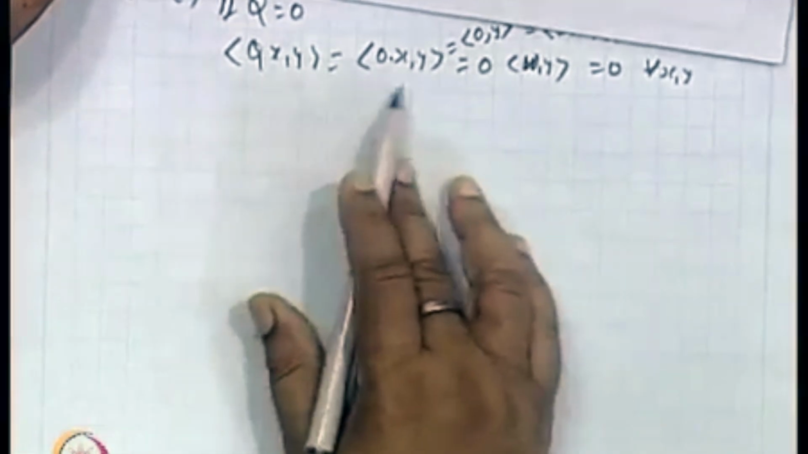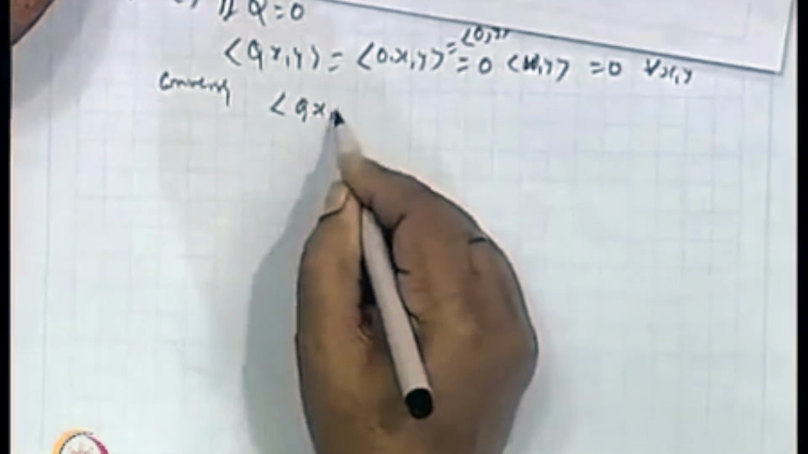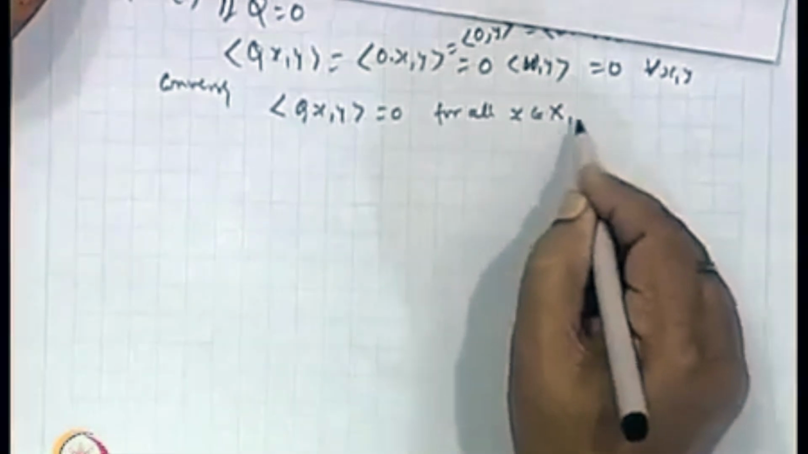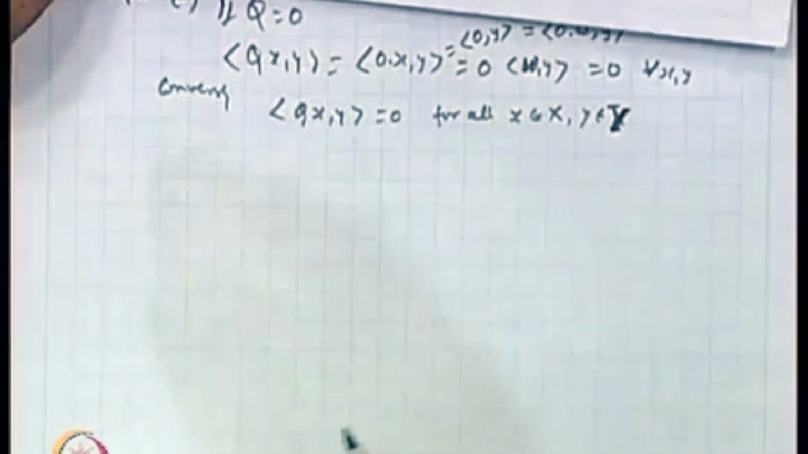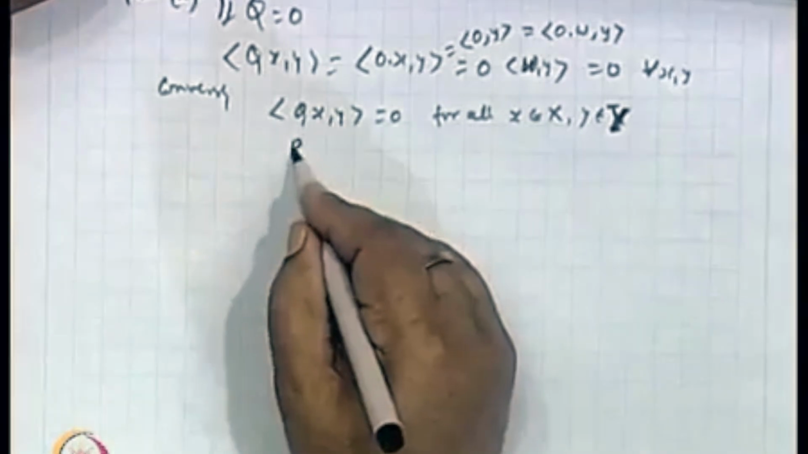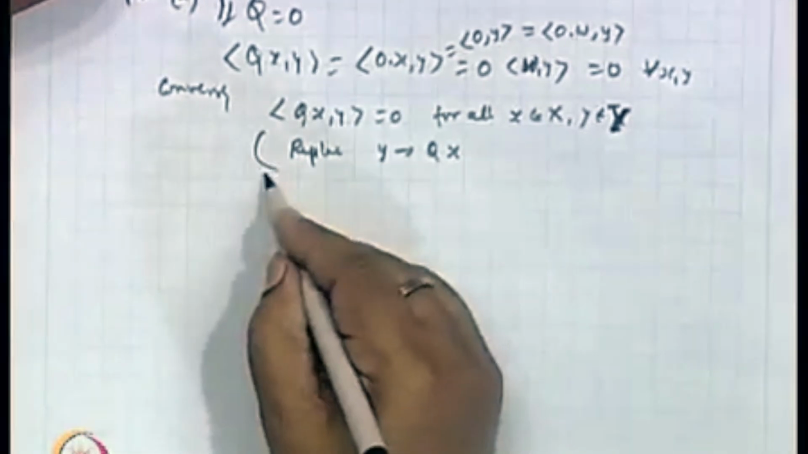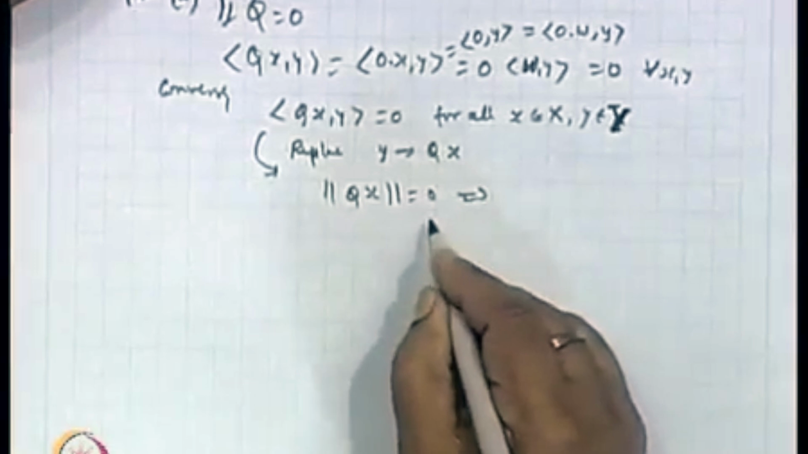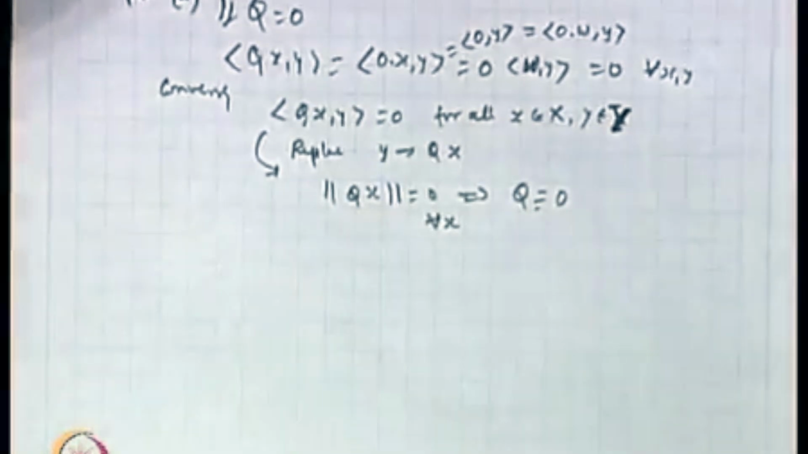Now conversely, suppose that Qx comma y is 0 for all x belonging to capital X and y belonging to capital Y. Then replace y by Qx. So what we get from here is that norm of Qx is 0 for every x, so this implies Q must be identically the 0 operator.